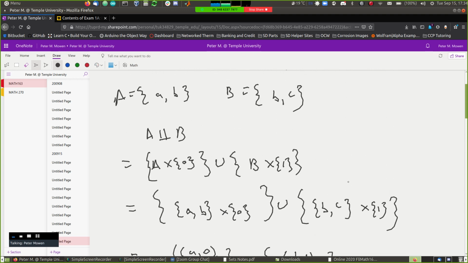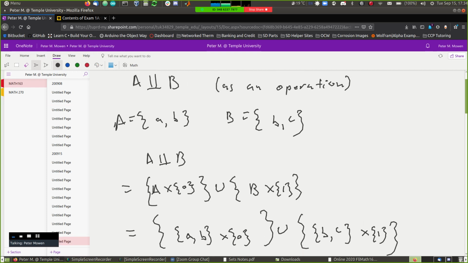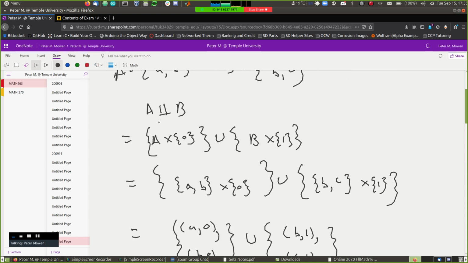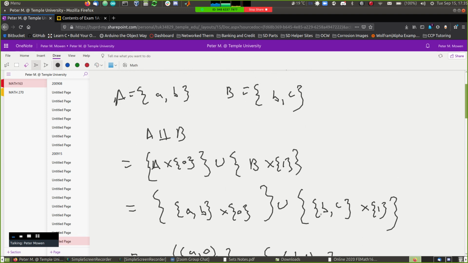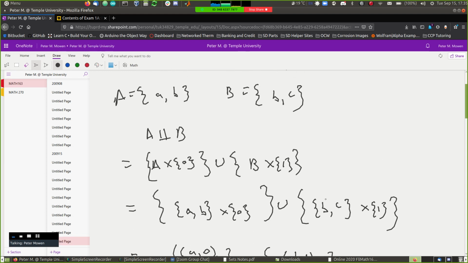As an operation, it takes two sets that might overlap, because both A and B have this common element, lowercase b, and it creates a union of the two sets where you can figure out which elements came from which parent set. All the stuff that originally came from A is tagged with a 0, and all the stuff that originally came from B is tagged with a 1. You can do this with however many sets you want, and you just keep incrementing the number: 0, 1, 2, 3, etc.